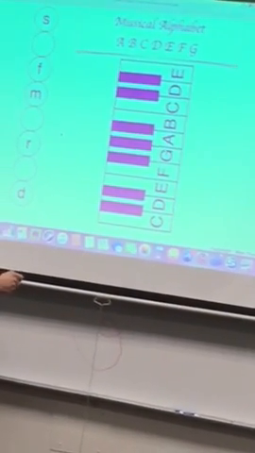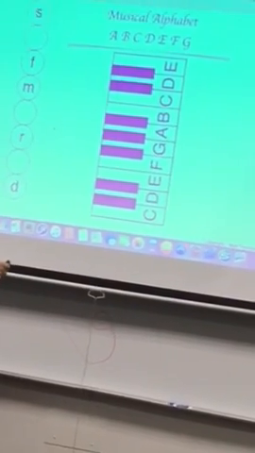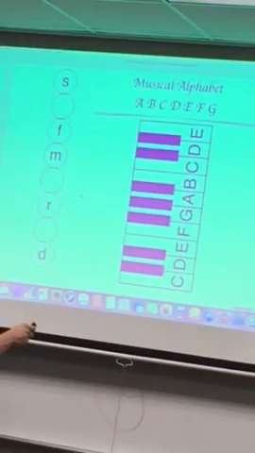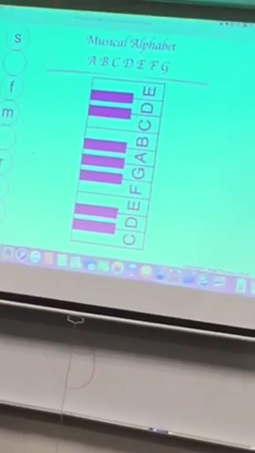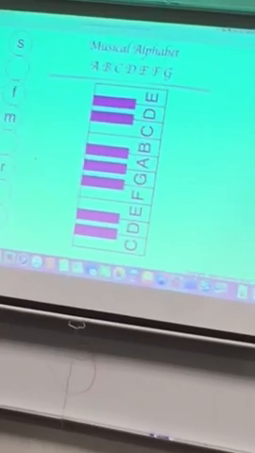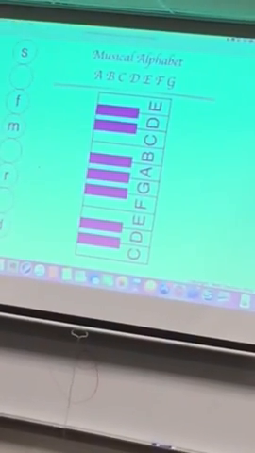Ready, go. F to G is a whole step. G to A is a whole step. A to B flat is a half step. B flat to C is a whole step. Why is that a whole step right there? Because that note is in between it right there.